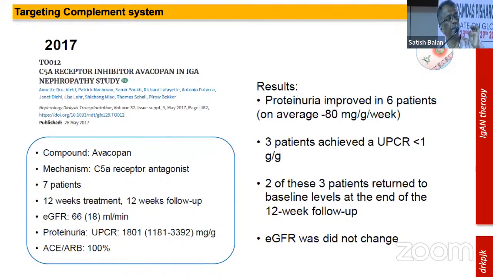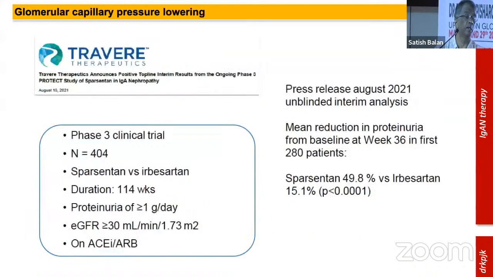You have got the C5A receptor. And the receptor will be blocked with avacopan. It may be useful in IgA nephropathy. And in a small group of patients, it was noticed that IgA nephropathy patients had decreased proteinuria and preservation of GFR. So a lot of good things are coming from complement system inhibition and the pathogenetic pathway. Probably in the future, it may be useful.